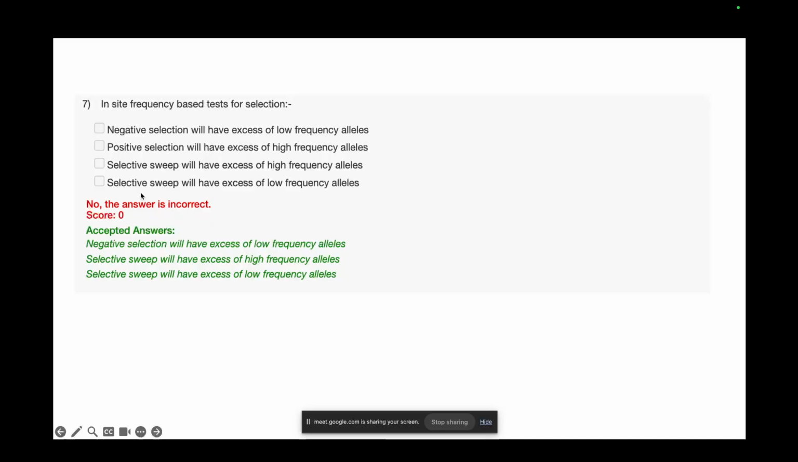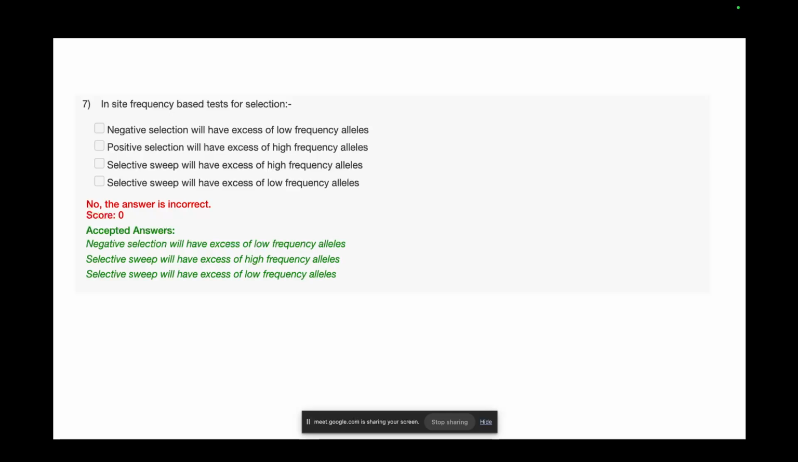Selective sweep will also have an excess of low frequency alleles, right? Because from both ends of the spectrum, selective sweep will have high frequency alleles, and you'll also have low frequency alleles from selective sweep, because those alleles are still undergoing positive selection. So for negative selection, the first option is correct. Negative selection will have low frequency alleles in excess. Selective sweep will have both ends of the spectrum.